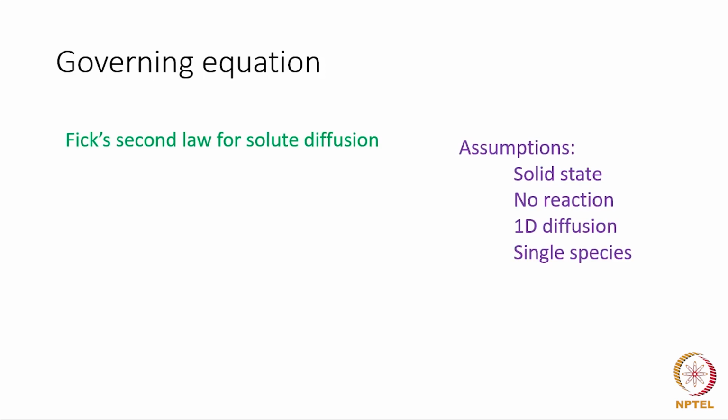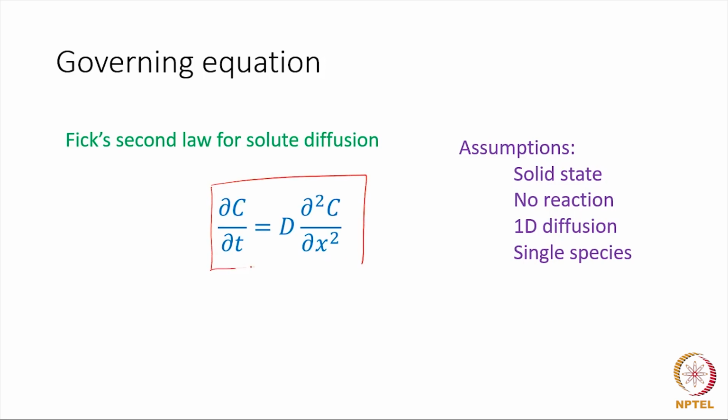will restrict this equation to be for solid state, which means that we will neglect the advection term, and then we say that there is no reaction happening, so we neglect the source term, and we restrict the diffusion to be in one dimension, so there is only one term for the diffusion term, and we also say that there is only one single species that is taking part in the mass transfer. So therefore there is only one equation, which looks like this: ∂c/∂t = D ∂²c/∂x².